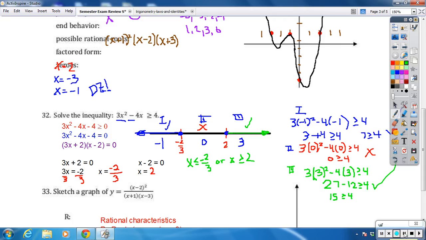If you wanted to write it in interval notation, we would go from negative infinity to negative 2/3, and we can equal negative 2/3, so we would use a bracket. Then we have a union with the next set, which would be 2 to infinity, and since we can equal 2, we would use a bracket there. So that's your solution either in interval notation or inequality notation.